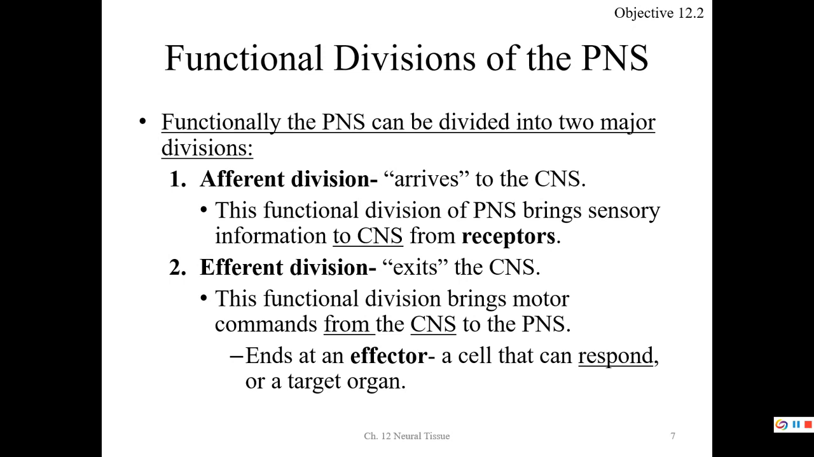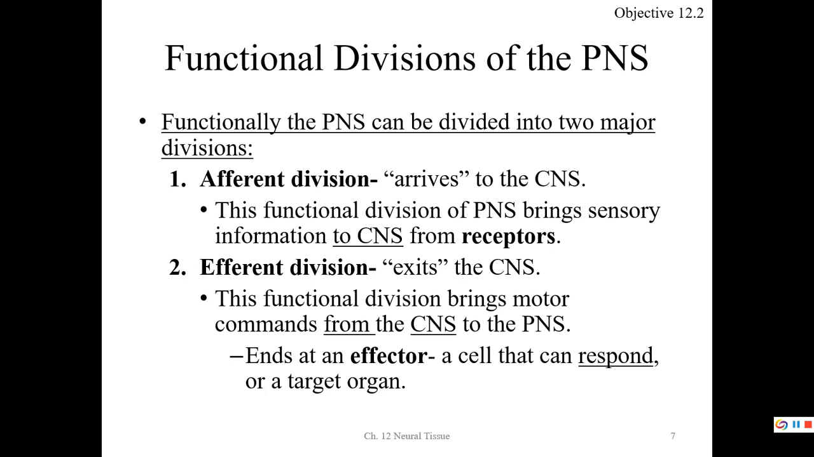All right. Now, functionally, the PNS is afferent, efferent. Now, just a reminder, afferent arrives. That's CNS, arrives to the CNS. Okay, that's where it's arriving to. So that means it's the part of the PNS that brings sensory information from receptors to CNS. It arrives. Efferent exits CNS.